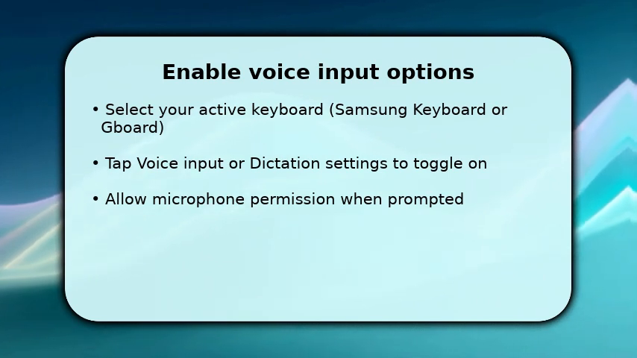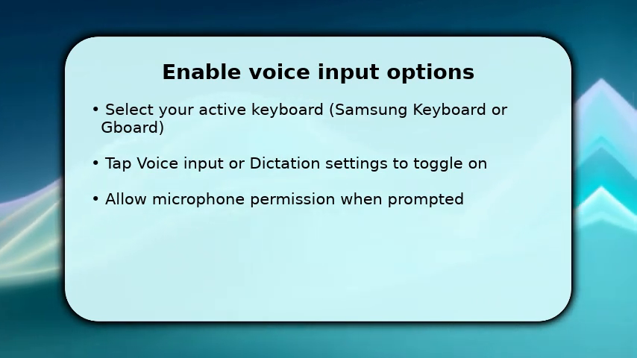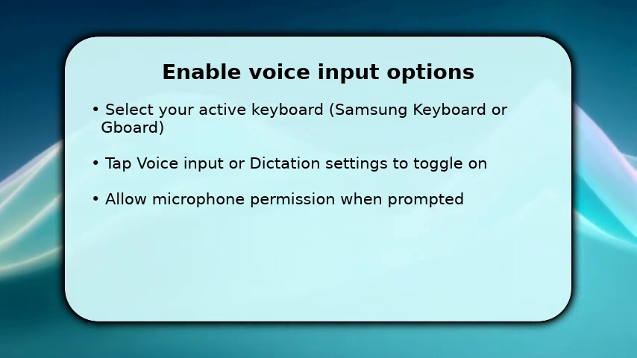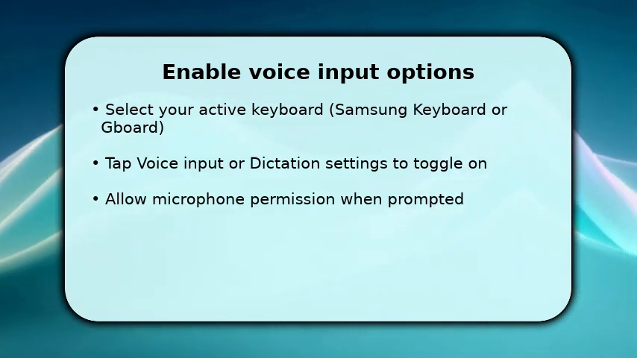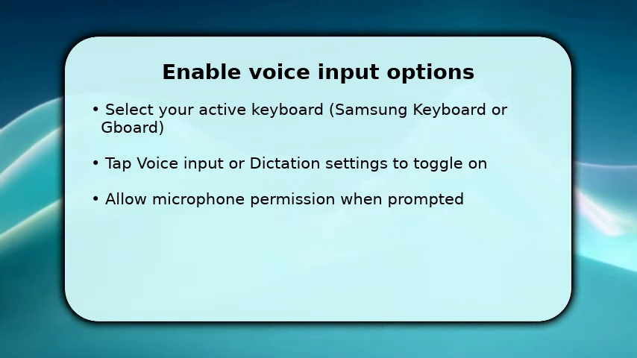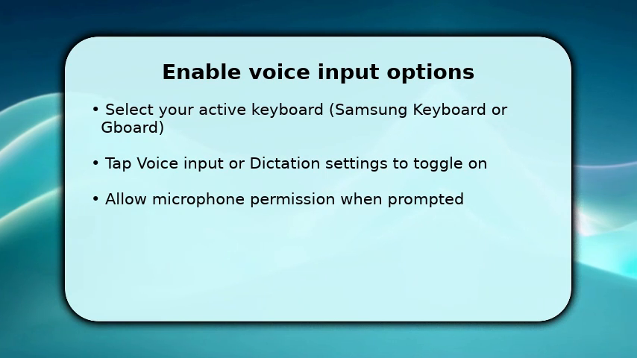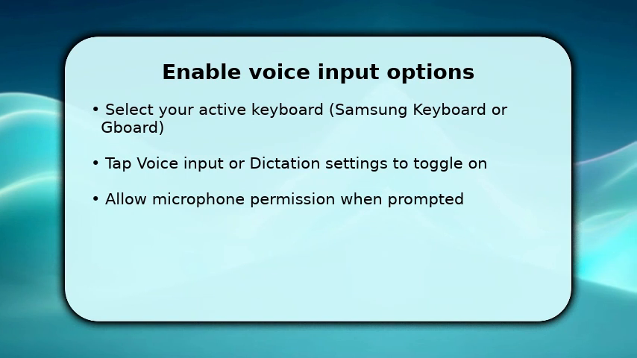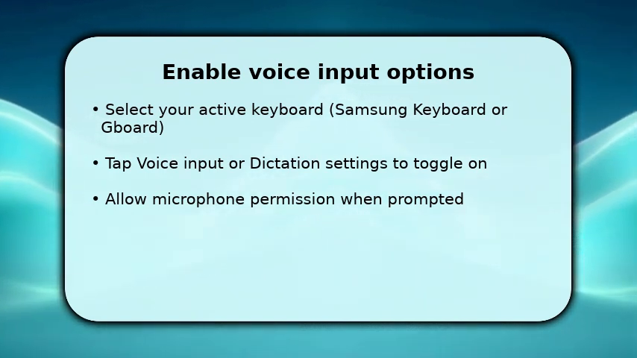Then open Voice Input or Dictation Settings, enable the toggle for voice typing. You do this because the switch activates the microphone integration and online speech models. Make sure you grant microphone permission if the system asks. Without it, dictation won't work. Also check language settings so the recognition matches your spoken language. When toggled on, the microphone icon appears on the keyboard.